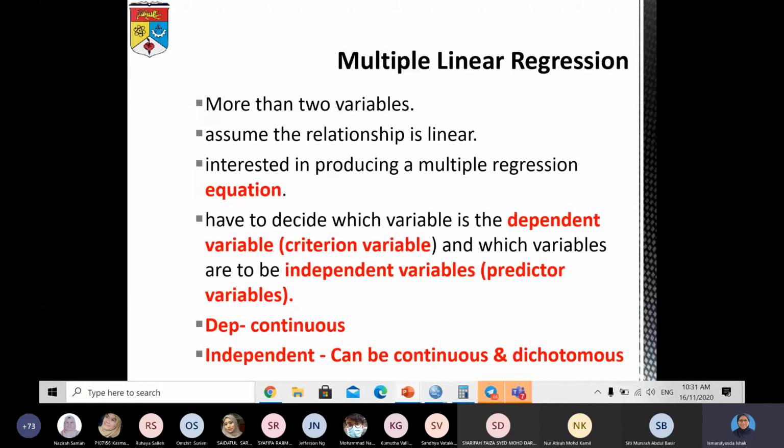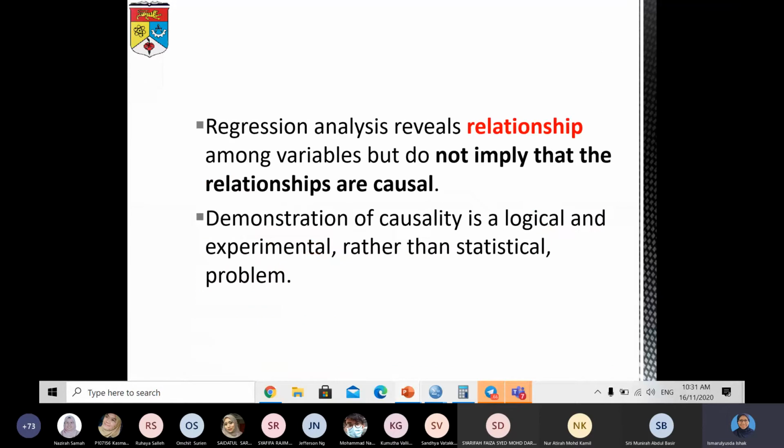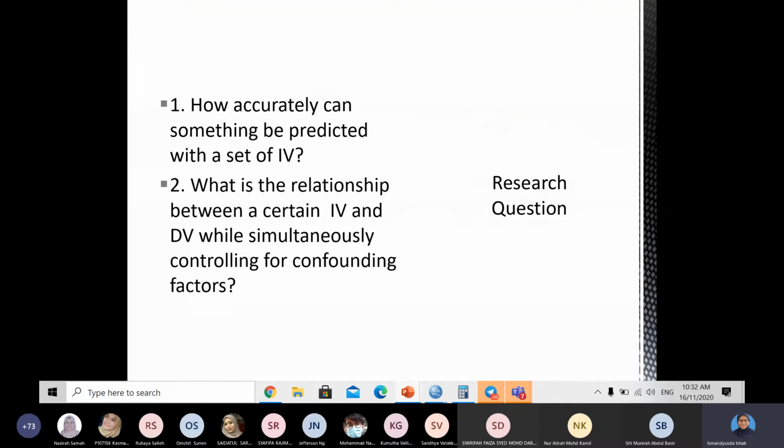Continuous. But your independent variable can be continuous and can be dichotomous also. Regression analysis reveals relationship among variables but does not imply that the relationships are causal. Demonstration of causality is logical and experimental rather than statistical. Causality is if you are doing an experiment, then you can say this is the cause of this one.